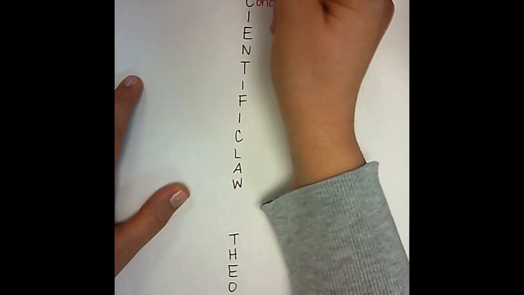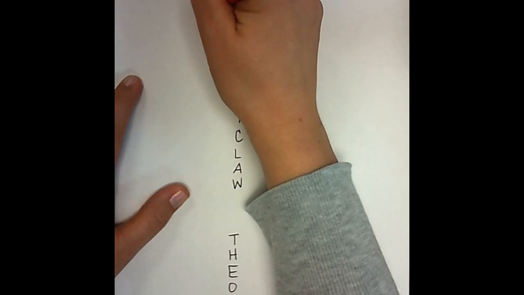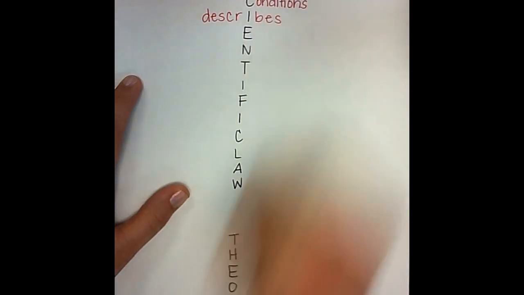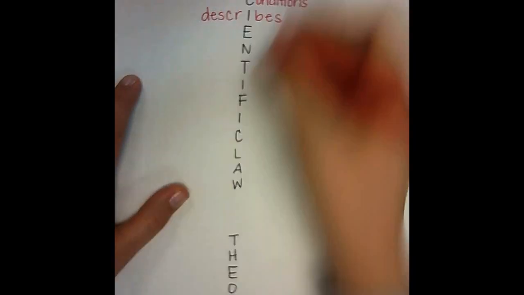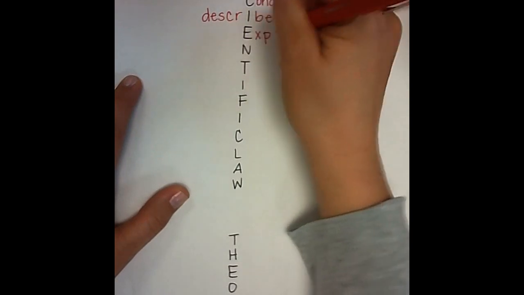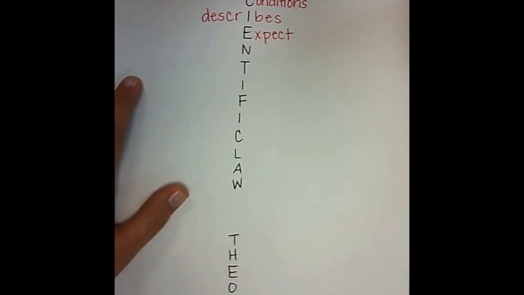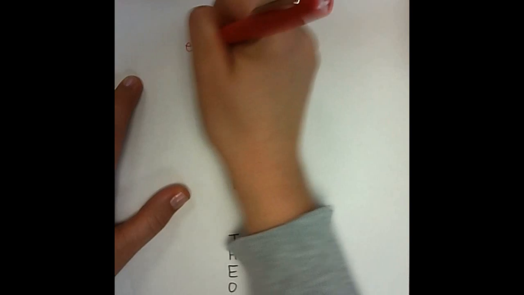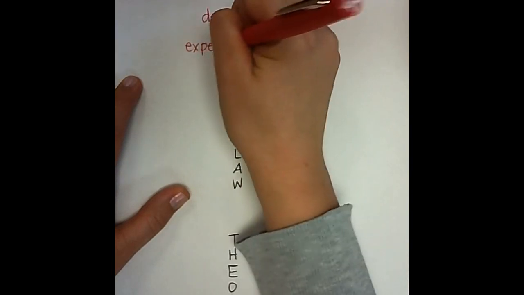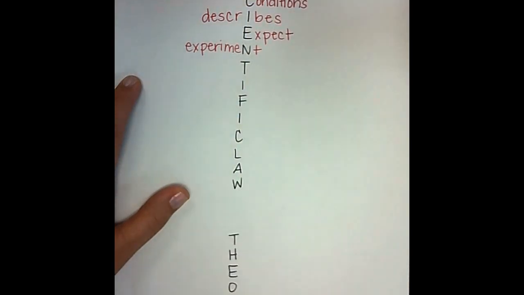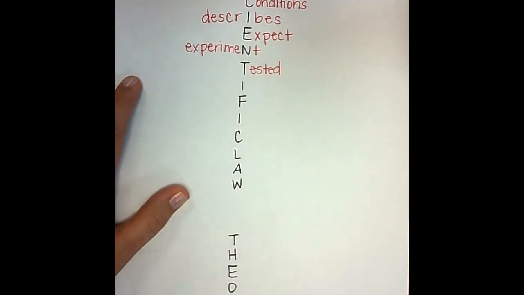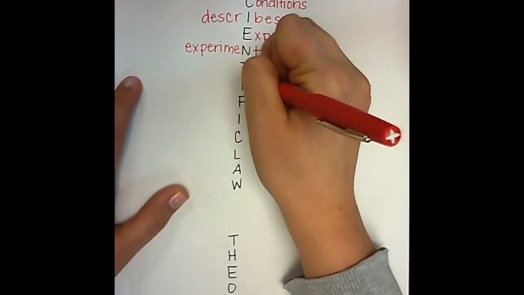For the I, I'm going to do describe. It describes. For the E, I'm going to do expect, so it's expected to happen every time. For the N, I'm going to do experiment. For the T, a law is tested.